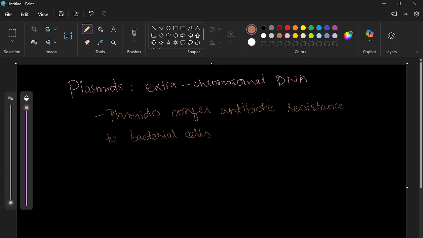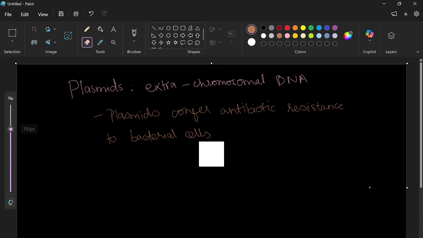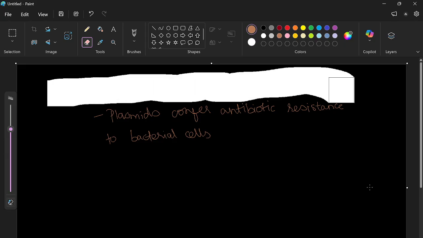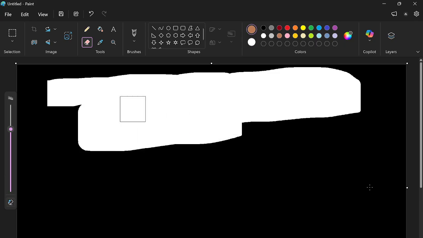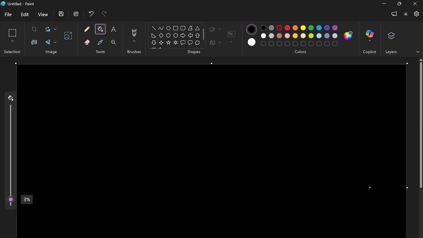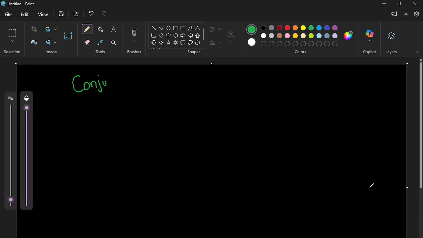Now we're going to be discussing the genetic recombination which takes place between two bacterial cells, in which one bacterial cell transfers its plasmid to the other cell with which it is connected. So basically, as you can catch, this process is conjugation. Okay, so what is conjugation basically?